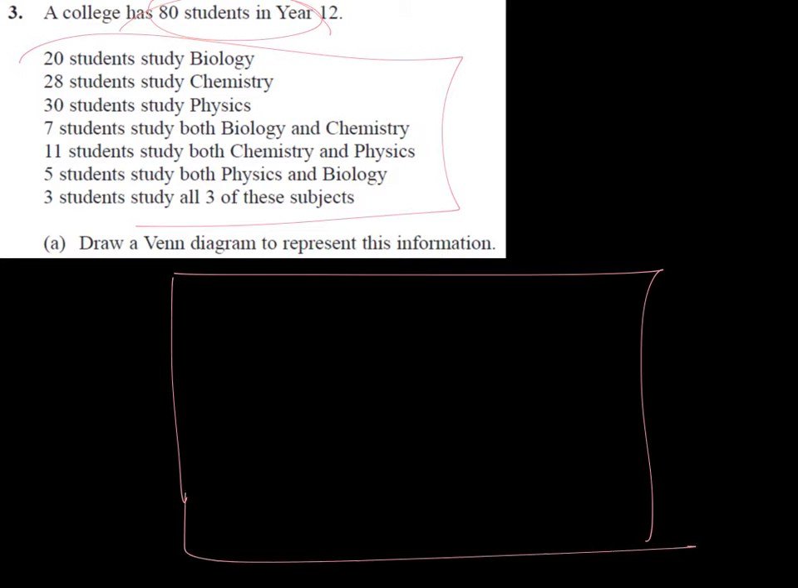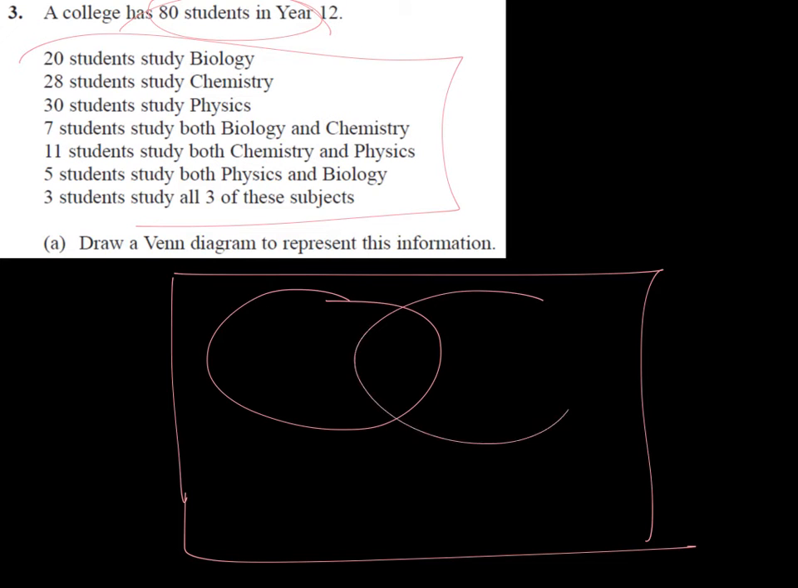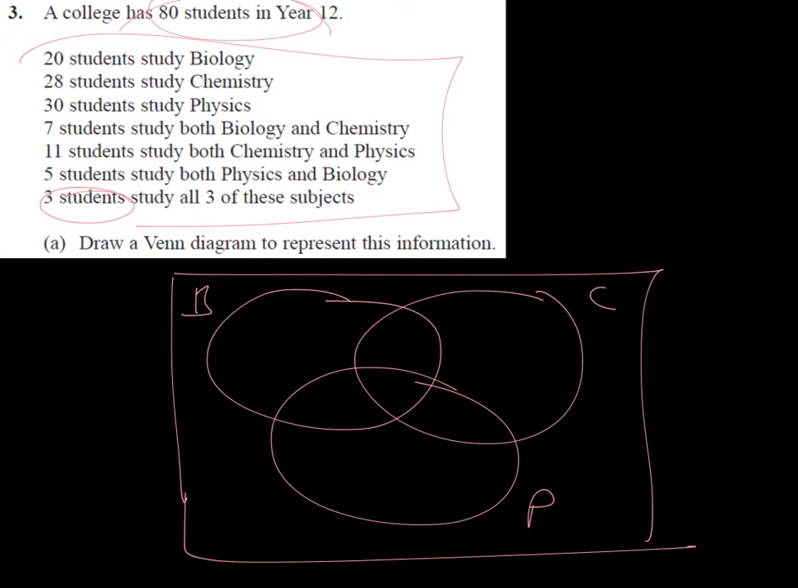So this is going to be the universal set comprising 3 subjects of biology, chemistry and physics. So we're going to label those biology, chemistry and physics. With these questions, the key is always to start in the middle. So we're told that there are 3 students who study all 3 subjects. So that's going to go in the middle, which is the intersection of biology, chemistry and physics. And then you can just work your way out from there.